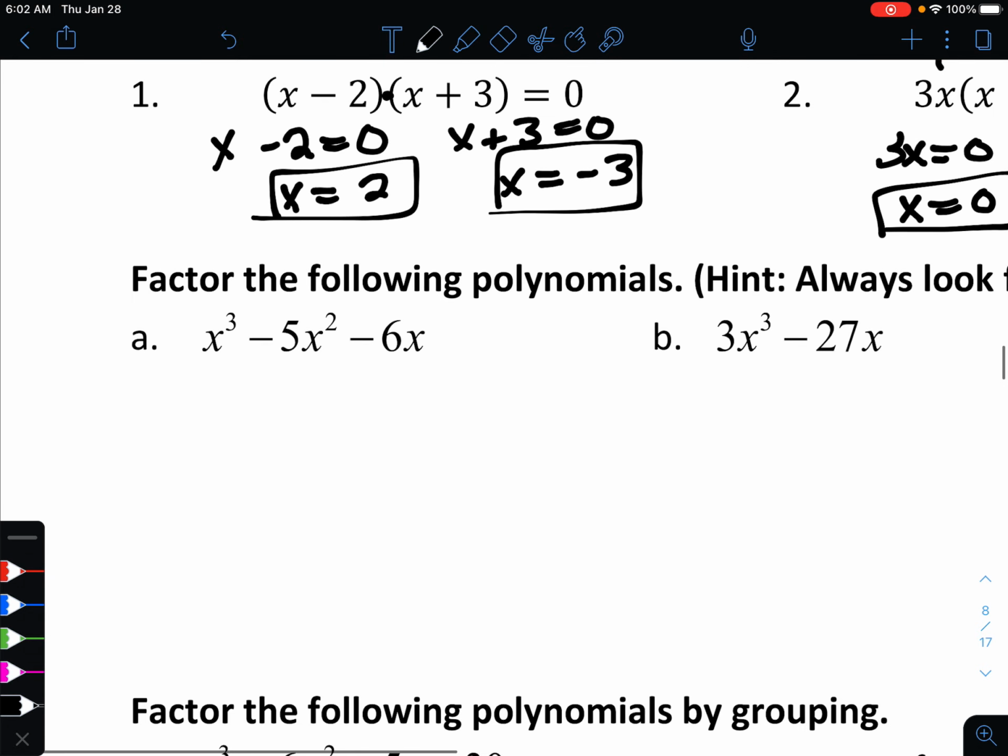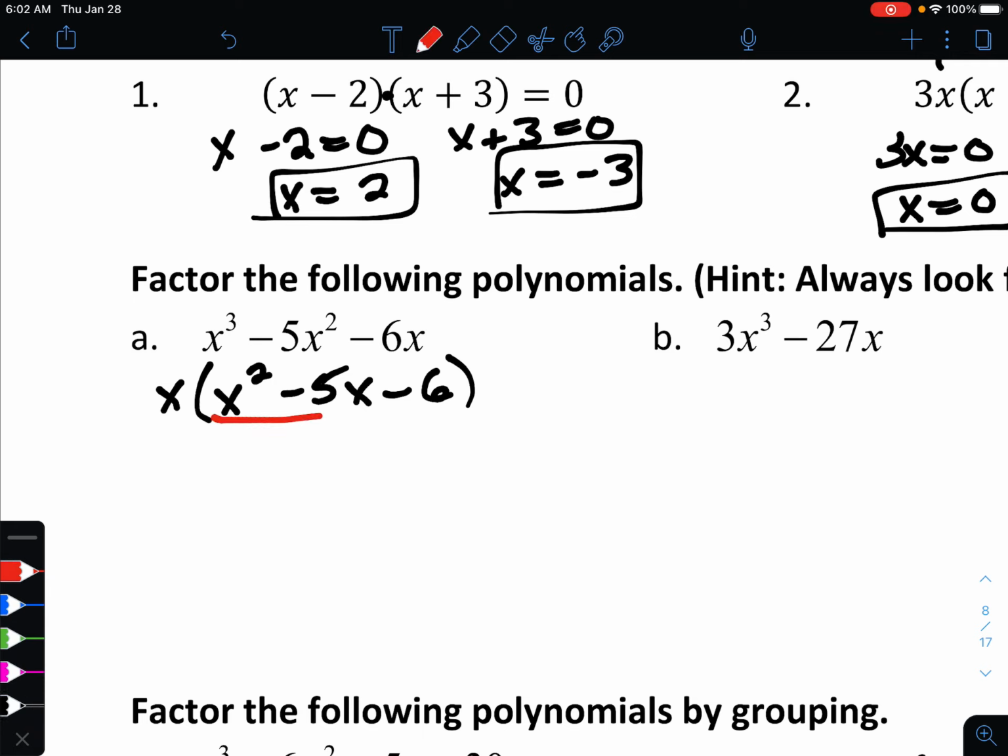So for our first example, for example A, we've got x cubed minus 5x squared minus 6x. The greatest common factor here is that they all have x in common. So we're going to factor out an x. That's going to leave us with x squared minus 5x minus 6. And now here's where we continue to look to try to factor. So looking at our numbers inside our parentheses, we're looking for numbers that multiply to be negative 6, add to be negative 5, and those 2 numbers are going to be negative 6 and positive 1. So that would be x minus 6 and x plus 1. And then we just have the x that was factored out in front.